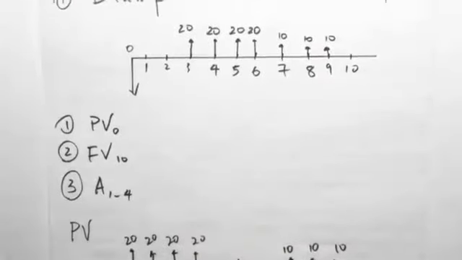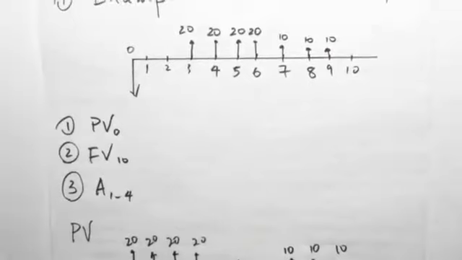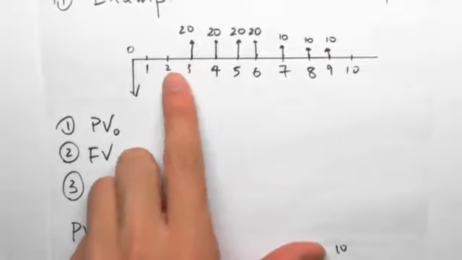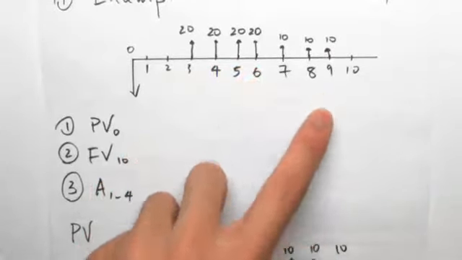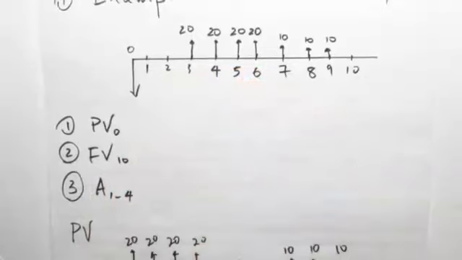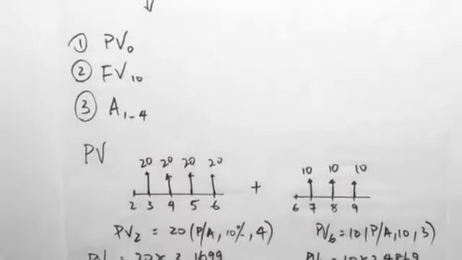Okay, so in order to do the present value we need to discount everything back to time 0. So the first thing we should notice is that this is actually just two annuities. There's one annuity here and there's another annuity here. So we're just going to apply the deferred annuity method, and we're going to get the present value by adding the two annuities together. So let's get started on that.